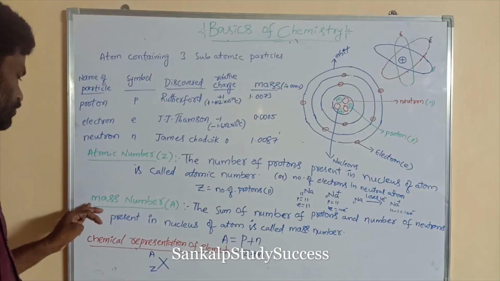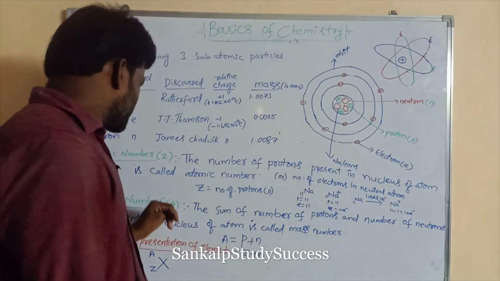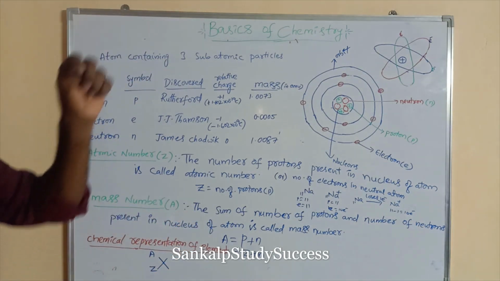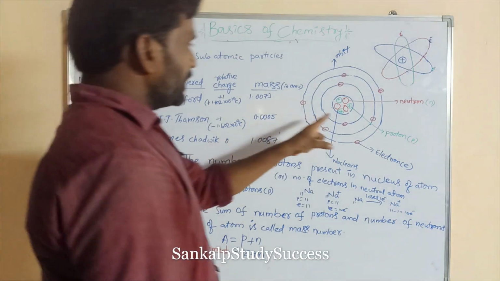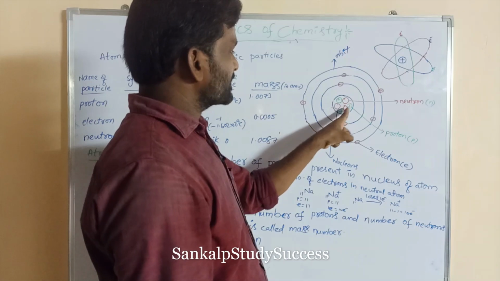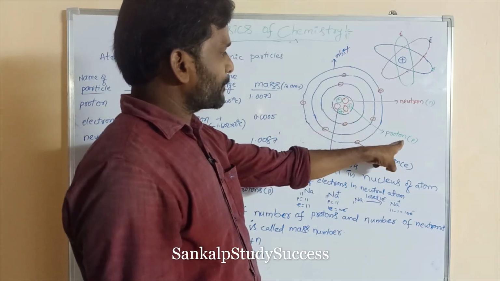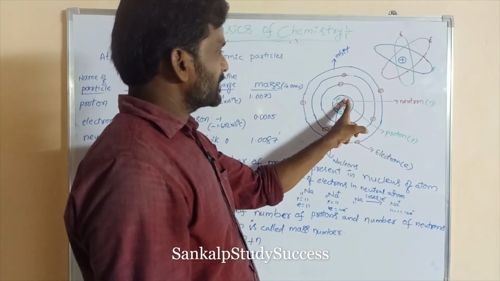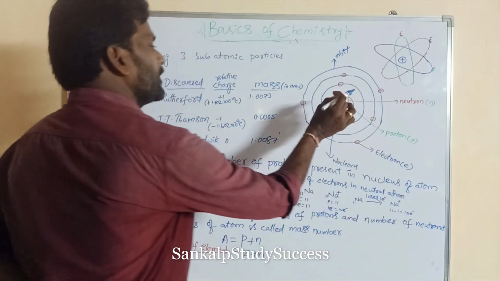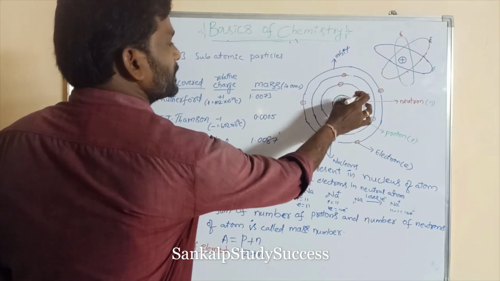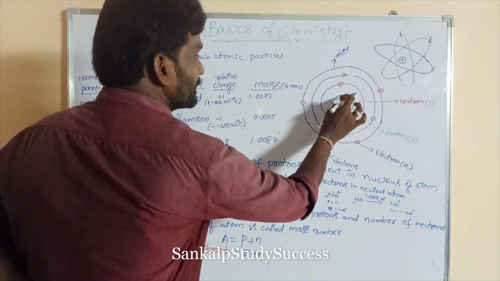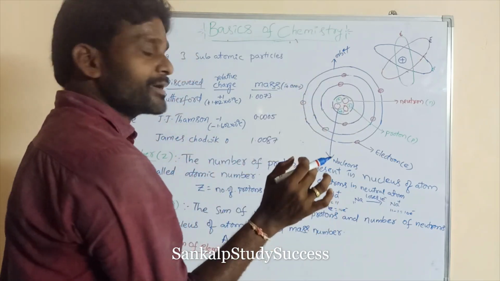Next we go to mass number. Mass number is represented by A. Here these positive particles are the protons. These red particles are the neutrons in this diagram, right? The nucleus, the middle part of the atom, is called the nucleus. We know that the nucleus contains what? Protons and neutrons.